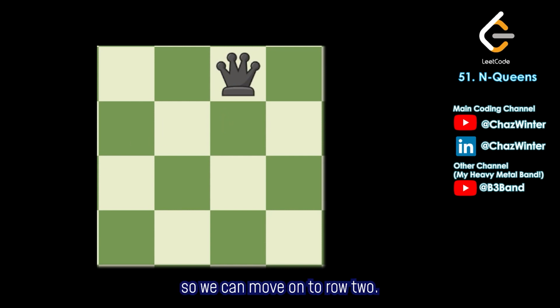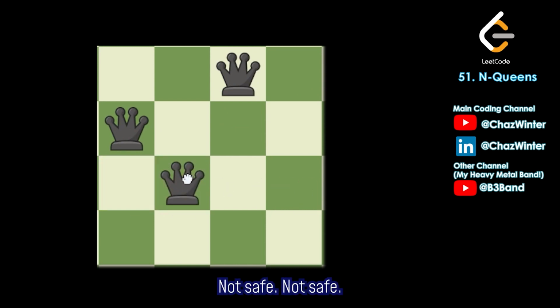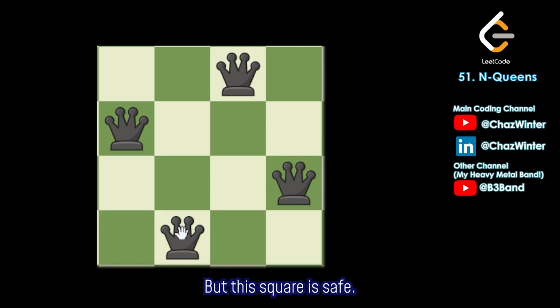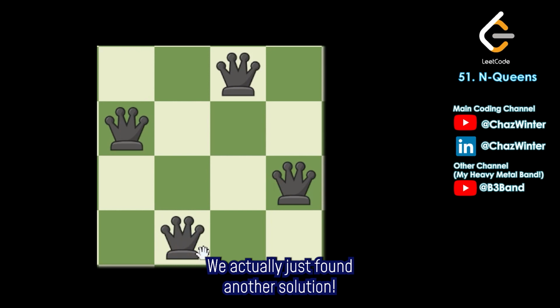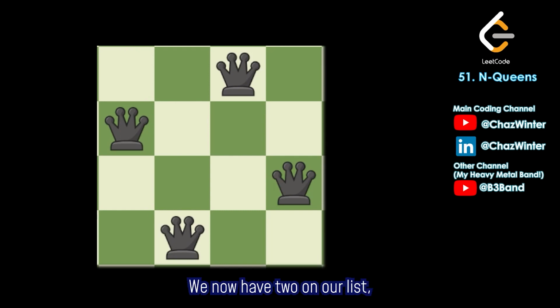That queen is safe, so we can move on to row 2. That's a safe square, so we'll move on to row 3. Not safe, not safe, not safe, but that square works just fine. Move on to row 4. That square is not safe, but this square is safe. We actually just found another solution. We will submit this as a solution, so we'll add this to the list of solutions. We now have 2 on our list, which is what we were expecting.